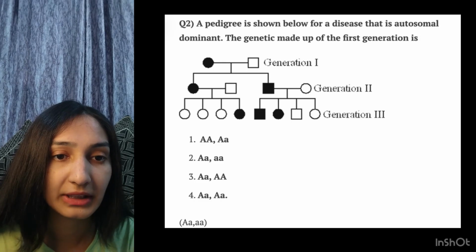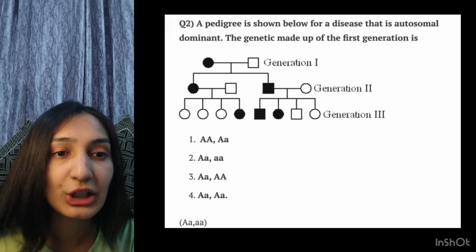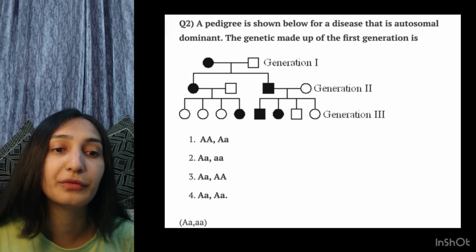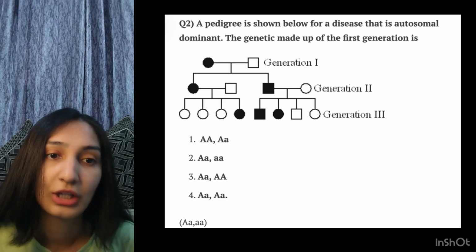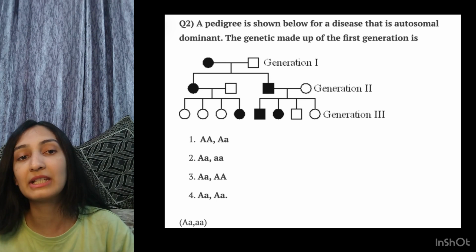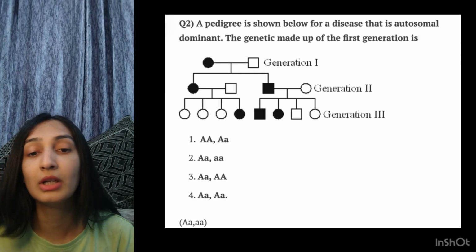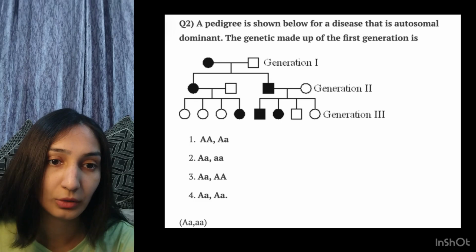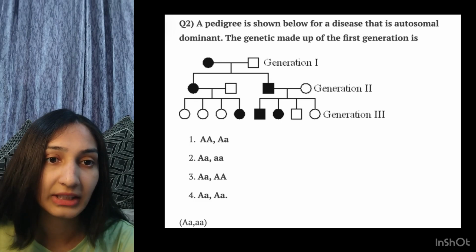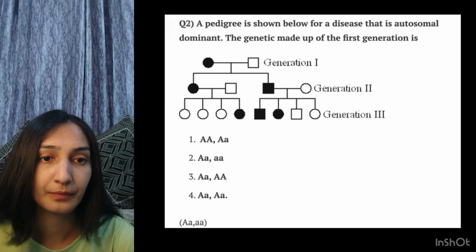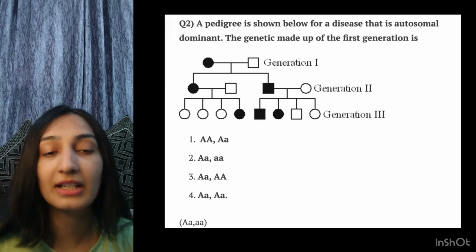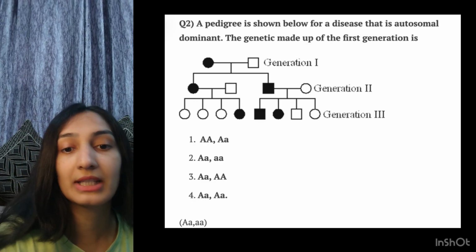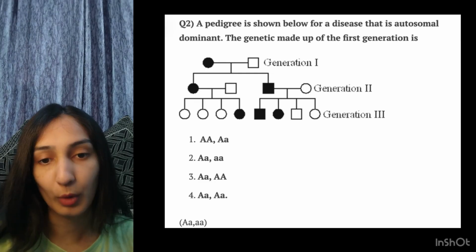Next, question number 13. A pedigree is shown below for a disease that is autosomal dominant. The genetic makeup of the first generation is? So you have to solve this again and see which is the affected individual, which is the non-affected individual, and what type of gene could be present. The correct answer for this is option number 2, that is capital A, small a and small a, small a.